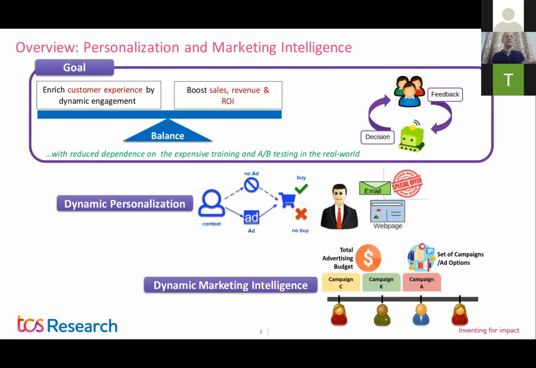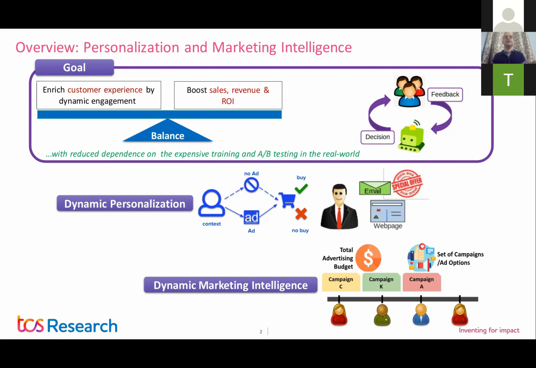So this is an overview of what we are trying to do in the space of personalization and marketing intelligence. I'll introduce each of these terms briefly here. The goal of personalization and marketing intelligence is to enrich the experience of customers through dynamically engaging with them across various channels. You can just imagine an e-commerce platform while I go through any of this, and it will become easy to understand. On one side, you want to enrich the experience of customers through dynamic engagement and showing them what they really want at the right time through the right channel, and so on.